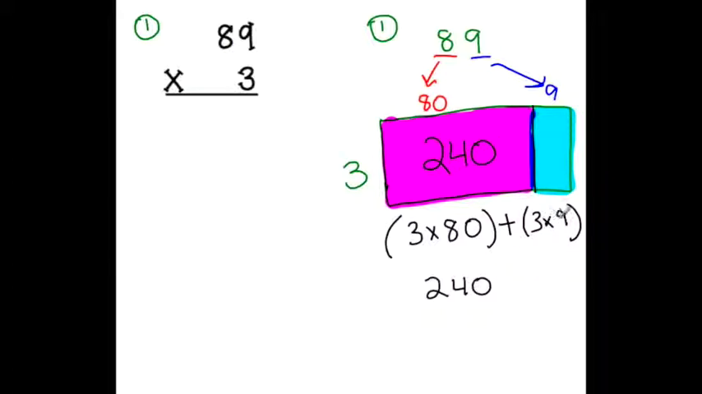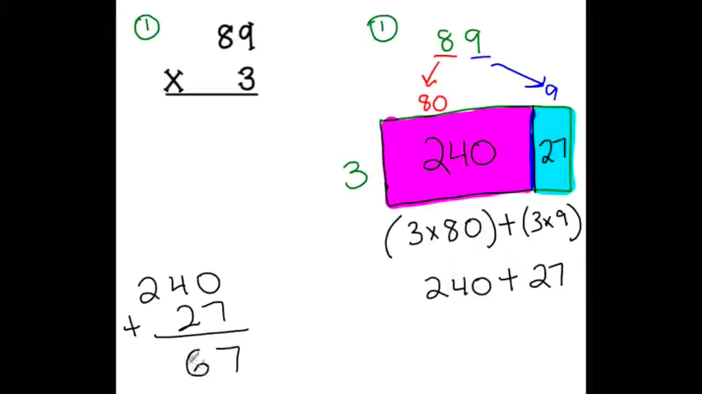And how much is 3 times 9? 27. That goes in here. And then we're adding the two together, right? That's what we're saying here. We're adding the two together. Okay, now this you might not be able to do in your head because we're working with a big number. So I would bring this over. Be careful to line up your place values. And our answer would be 267.